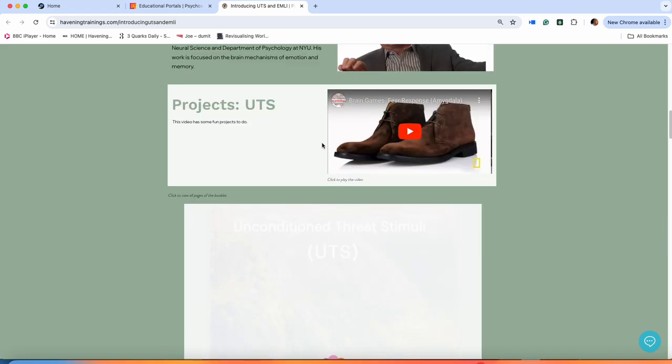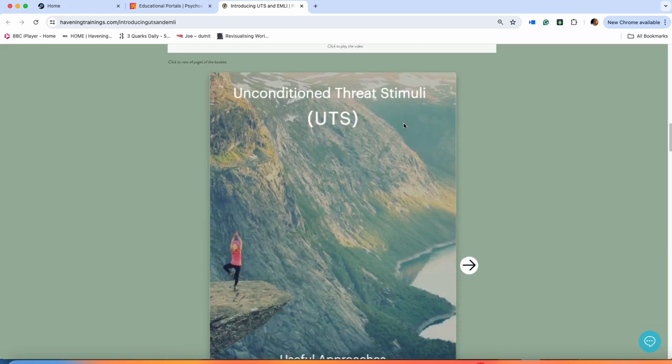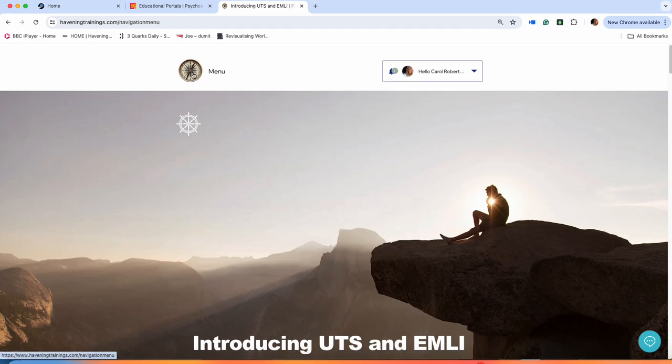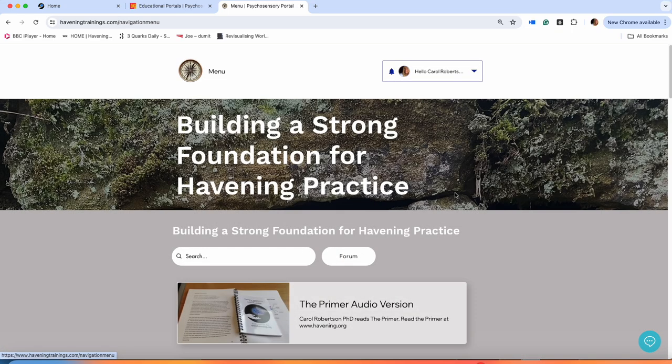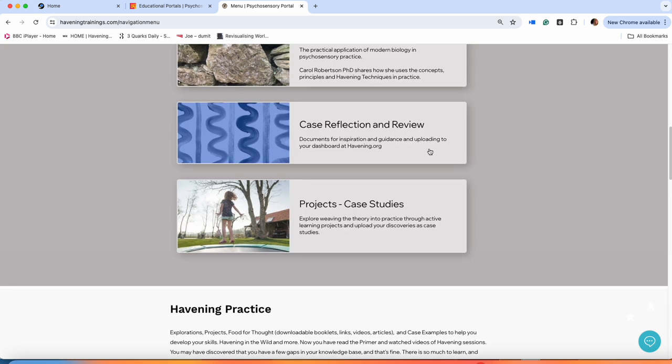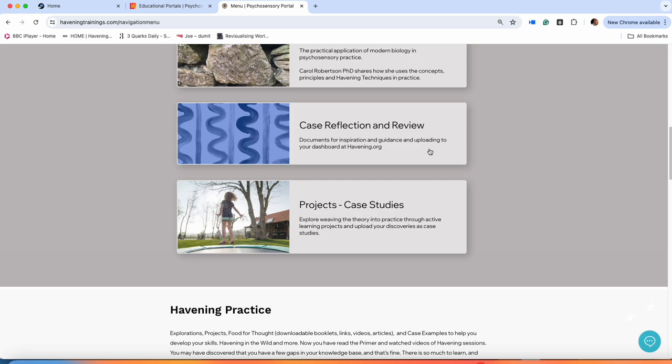There's lots of information in there. This is a fun one about the amygdala. There are projects that you can do, all sorts of different things. Let's go back out. Okay, that's that one. And then very early on, you will be thinking about how you're going to use havening, and you'll be self-havening no doubt, and doing all sorts of things, maybe even before you read the primer, because I know you're all curious.